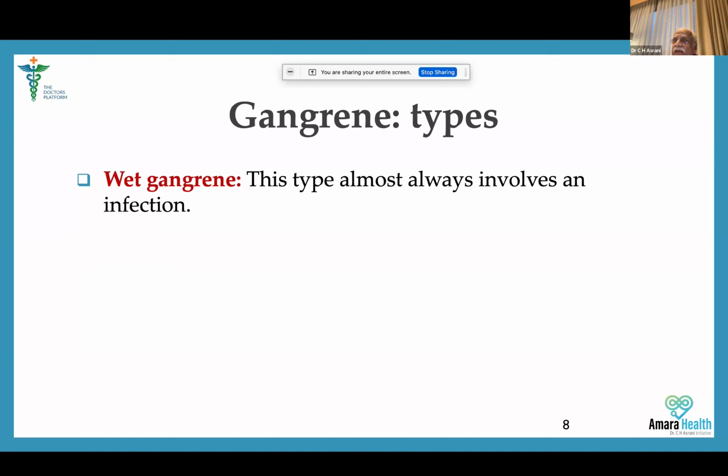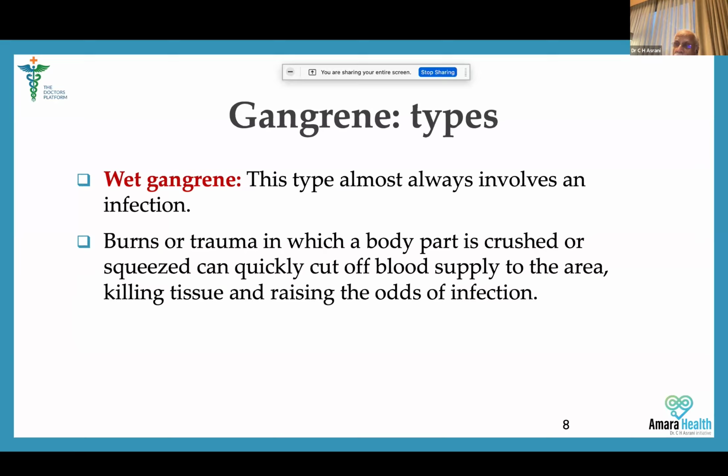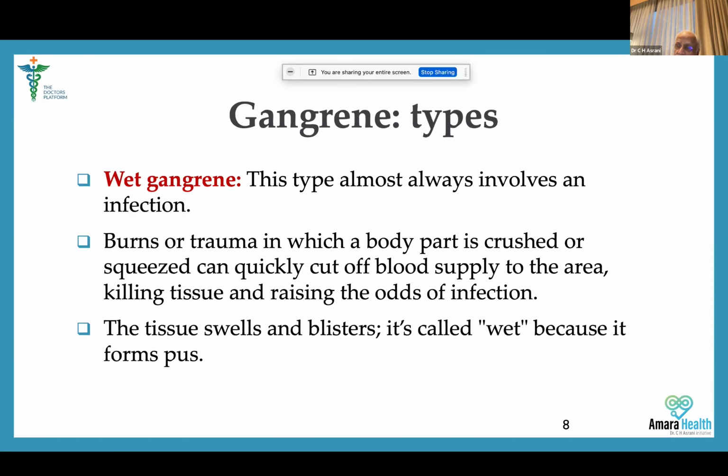Almost always involves an infection. Burns or trauma in which a body part is crushed or squeezed can quickly cut off blood supply to the area, killing tissue and raising the odds of infection. There is swelling, there is inflammation, there are blisters. It's called wet because it's forming pus or it is discharging.